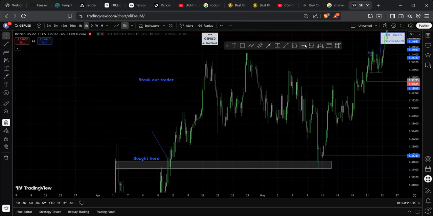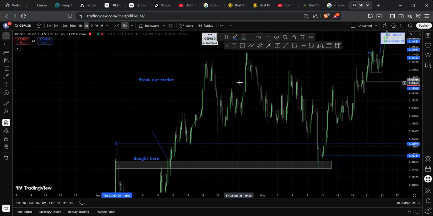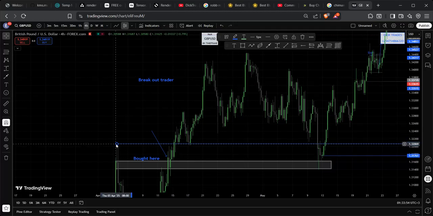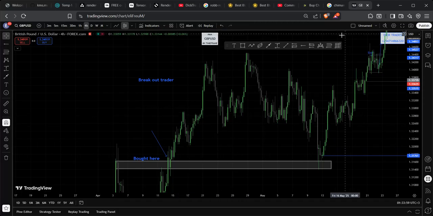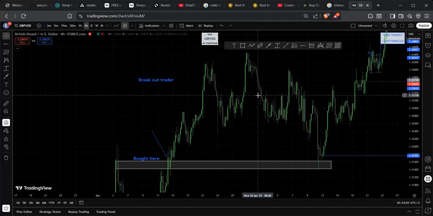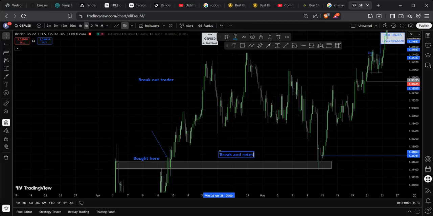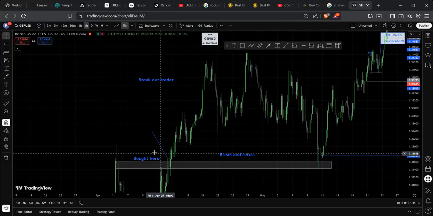this level to be broken. As long as this level has been broken, it broke over here, he can enter, shoot it to the upside. It doesn't matter. That's the first trader, the breakout trader. Now the other trader is the break and retest. This trader is a trader that has their own levels.